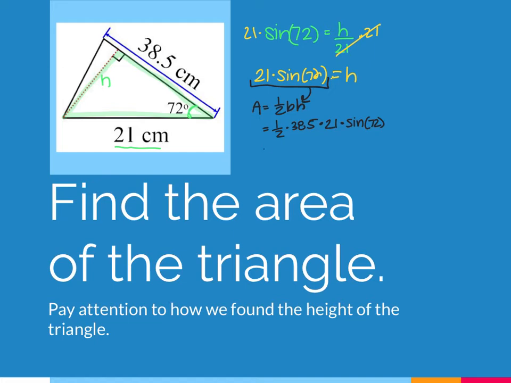Let's go ahead and type that whole thing into our calculator. 1/2 times 38.5 times 21 times sine of 72.